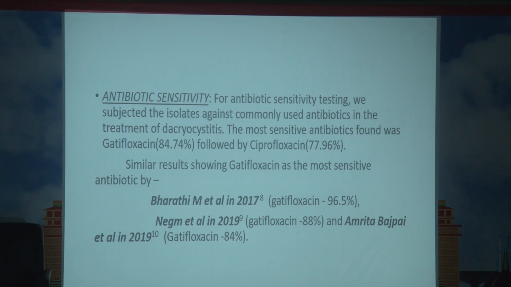Antibiotic sensitivity. For antibiotic sensitivity testing, we subjected the isolates against commonly used antibiotics in the treatment of chronic dacryocystitis. The most sensitive antibiotic found was gefloxacin, which was 84.74%, followed by ciprofloxacin, 77.96%. Similar results showing gefloxacin as the most sensitive antibiotic were reported by Bharati M. et al. in 2017, Nigam et al. in 2019, and Amrita Bajpai et al. in 2019, which was 84%.